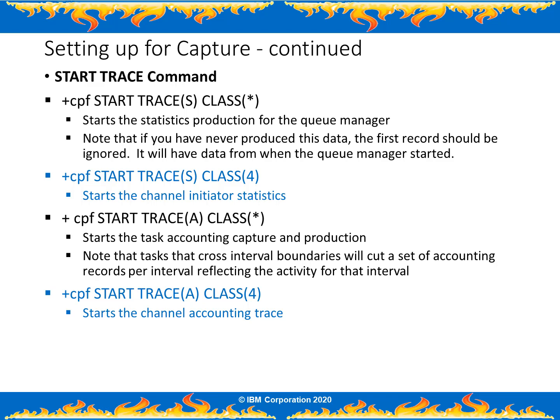So instead of the asterisk in the class parameter, I typically recommend using a class specifically of 3 and 4 to gather the task accounting and channel accounting data. This makes it easier to not have to look at some extraneous data that's not important to what we're trying to do. For queue managers that have been in production for several years without a reassemble and link of the ZParm macro, the class for accounting may also need to be started independently, as shown in the fourth example.